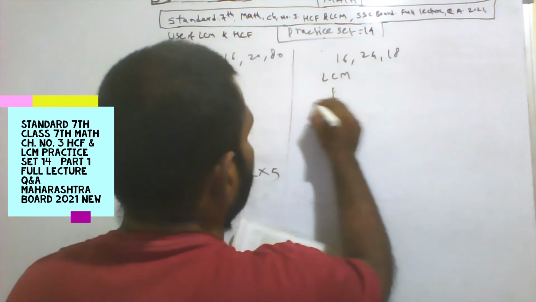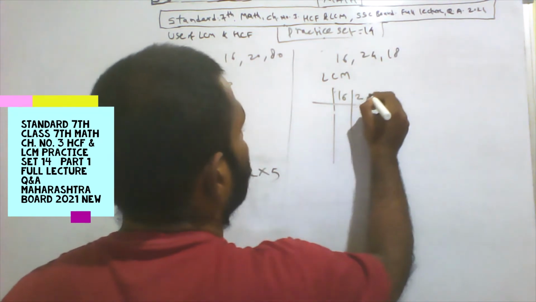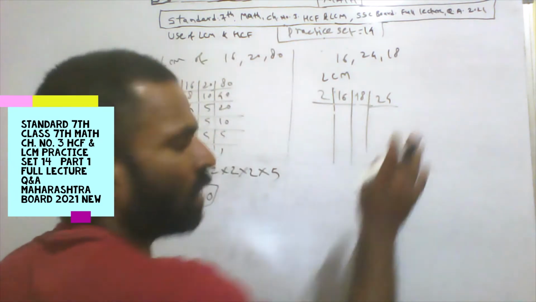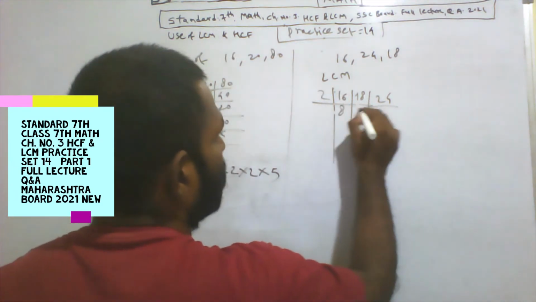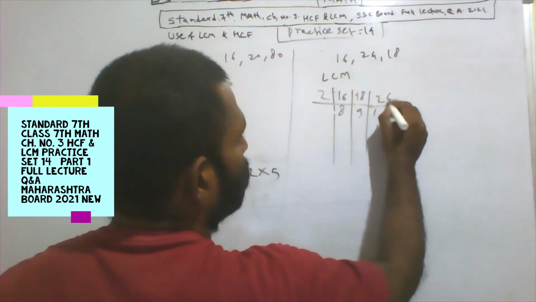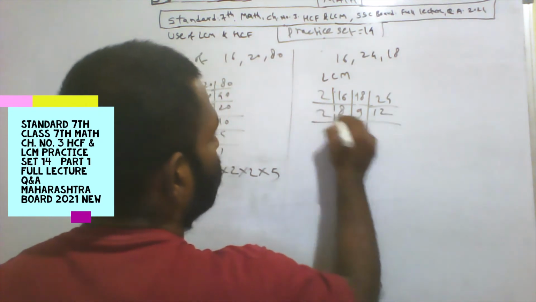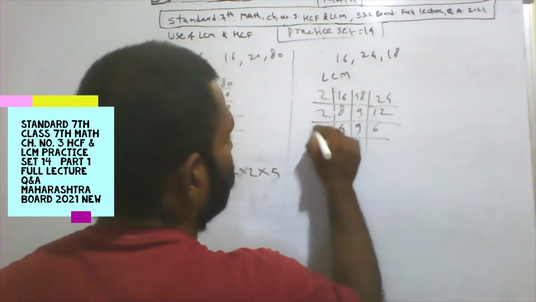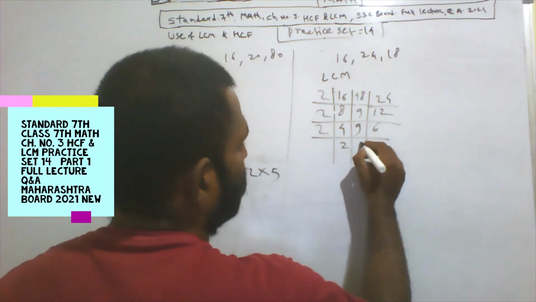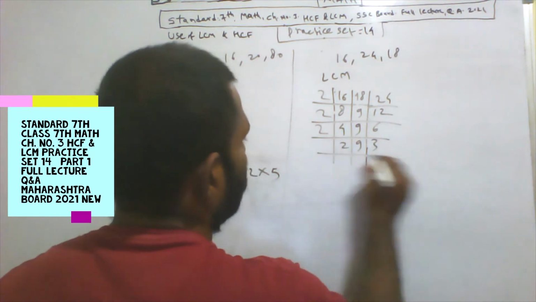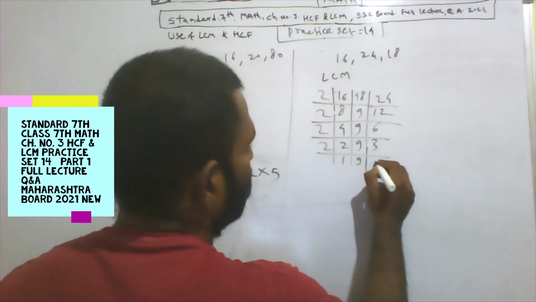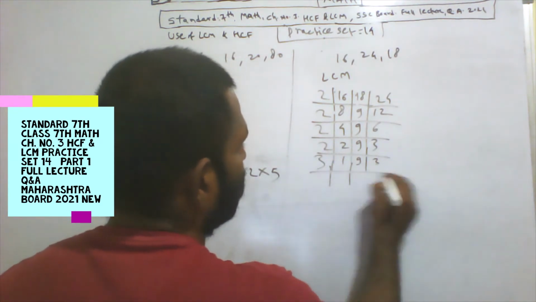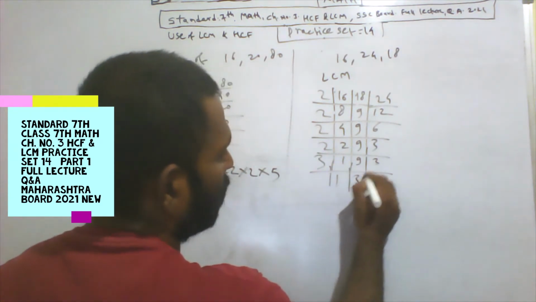The LCM of 16, 20, 18 and 24. All are even numbers, so divide by 2: 2 eights are 16, 2 nines are 18, 2 tens are 20, 2 twelves are 24. Then 2 fours are 8, 9 remains the same, 2 sixes are 12. Then 2 twos, 2 threes, 9 remains the same. Then 2 ones, 9 remains, and 3 remains the same. Then 3 threes are 9, and 3 ones are 3.